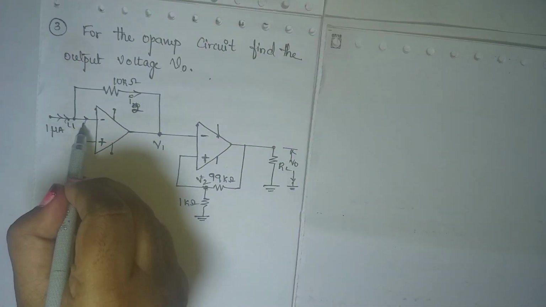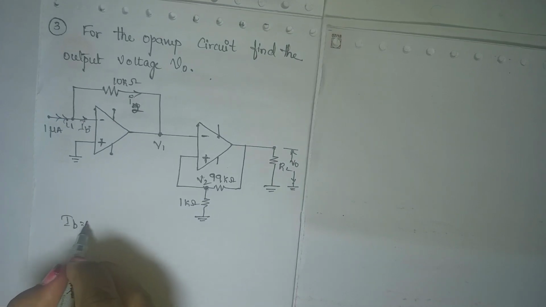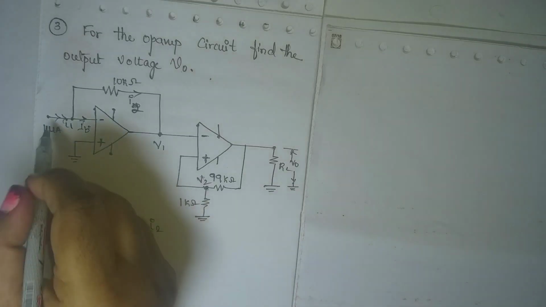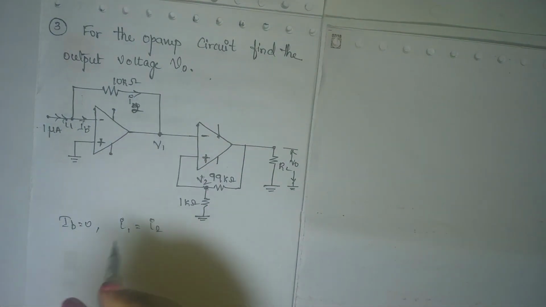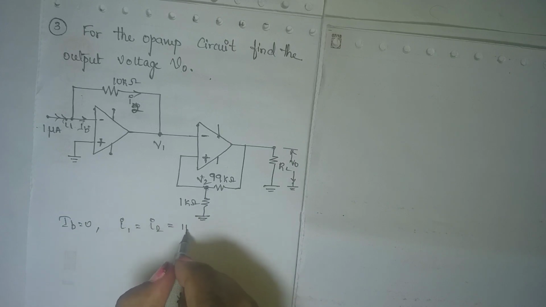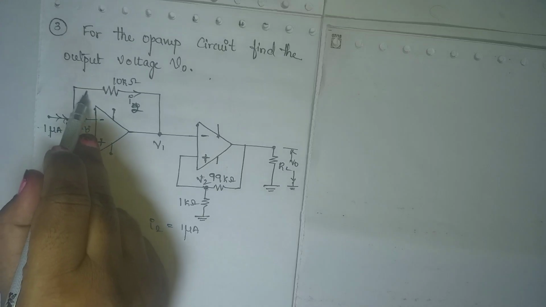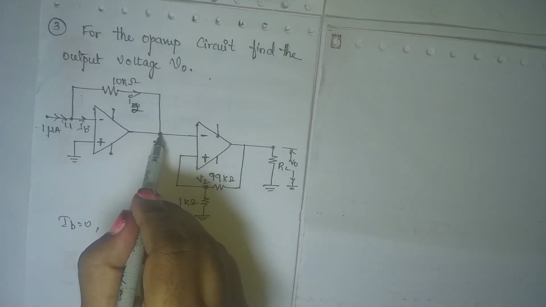Because IB is 0, I can take I1 equal to I2. Whatever the current comes, it flows across 10K, which is equal to 1 microamp. The same 1 microamp will flow across this and it reaches the point V1.